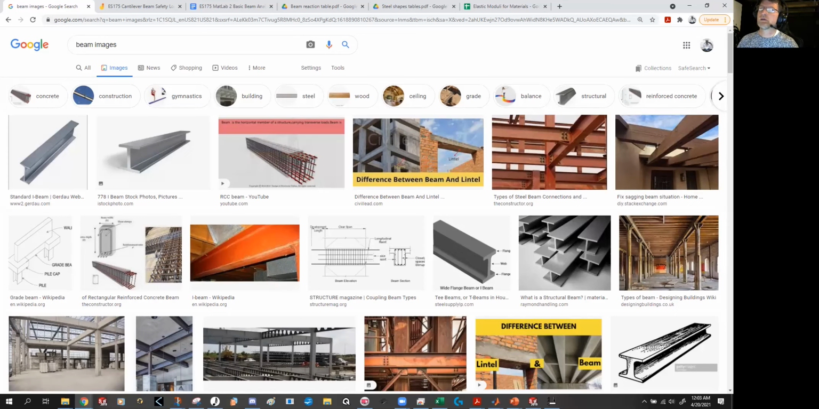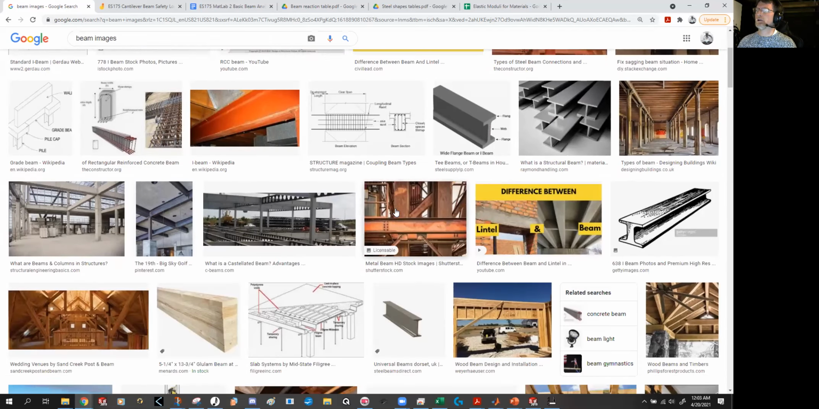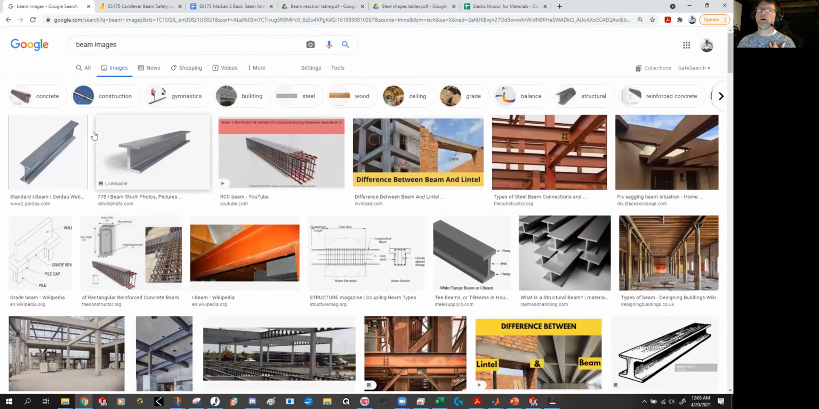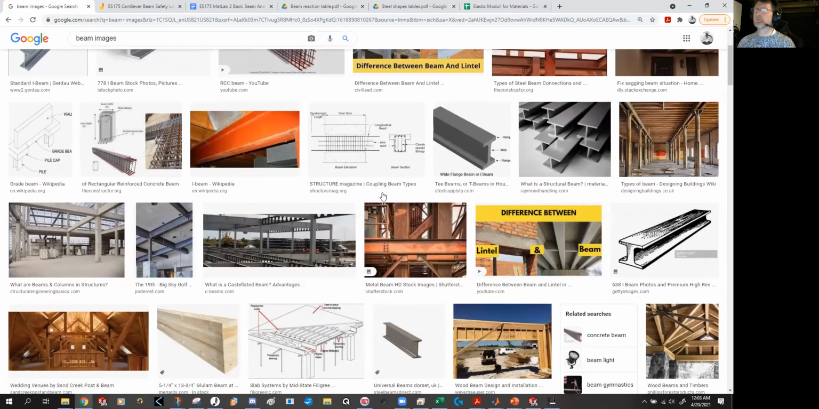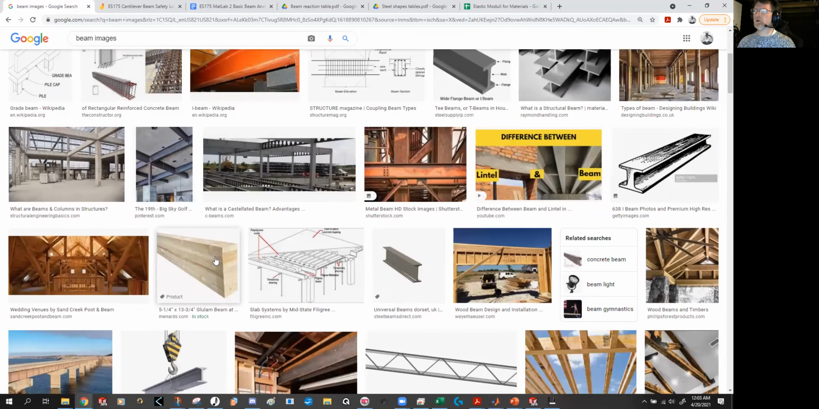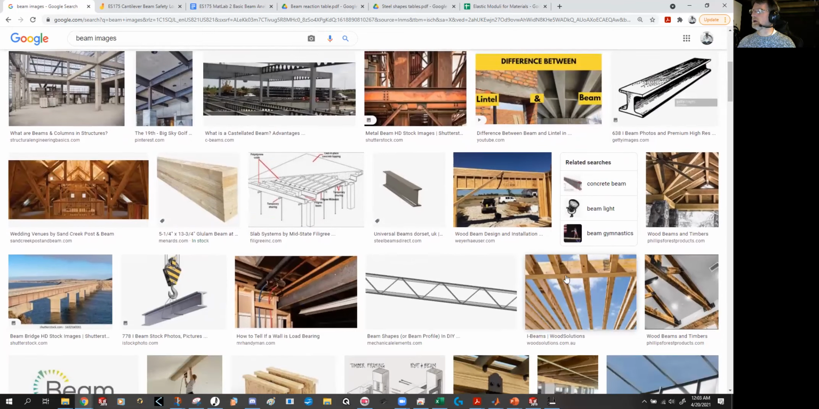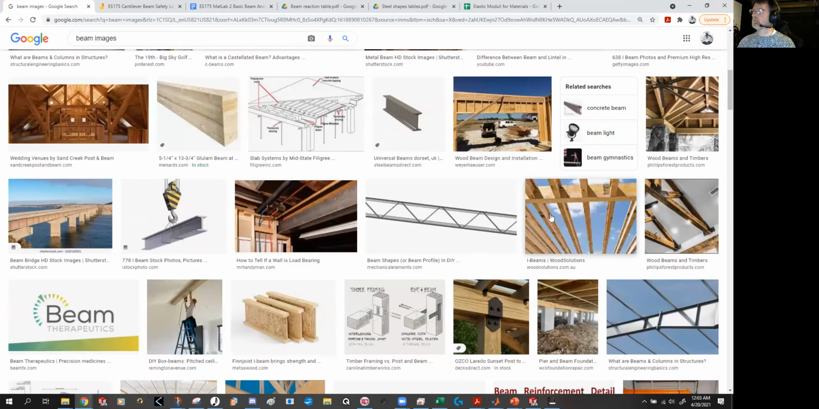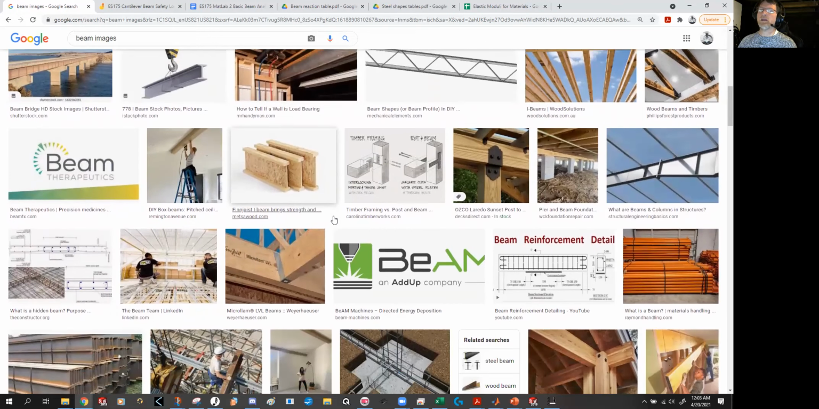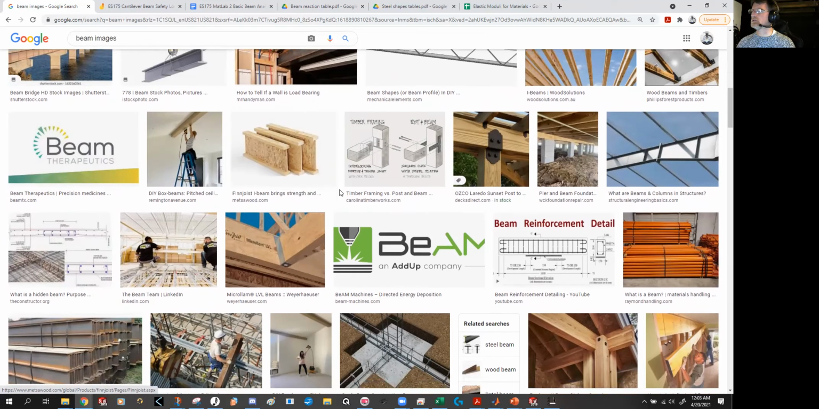You're looking at a bunch of beams. If you go to Google and look for beam images, this is what pops up. You can see that often they're steel. Sometimes they're made of wood, maybe even laminated wood, and sometimes they're composite wood. There are all sorts of different kinds of things, but beams are designed to bend. That's really what they're designed to do.